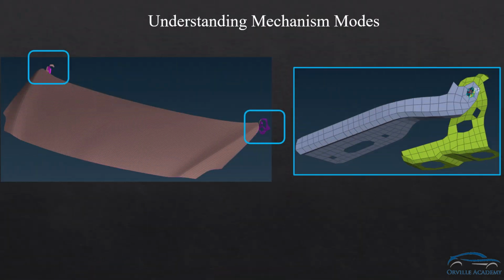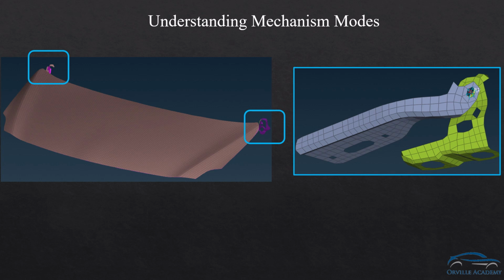In the last session we talked about the rigid body modes. In this session we are going to discuss the mechanism modes. As the name suggests, the very existence of the mechanism mode is due to the mechanism present in the assembly. In this session we will take the example of a hinge mechanism.